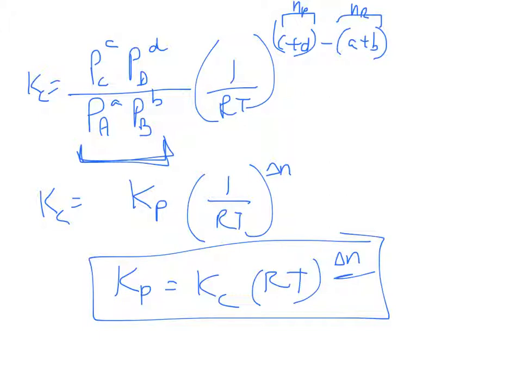And what would those be? If delta N turns out to be 0, so if the number of moles of the reactants and the products doesn't change, then delta N is going to be 0, and you can say that RT raised to the power of 0 is going to be equal to 1, and in that event you can say that Kp and Kc are going to be exactly the same.